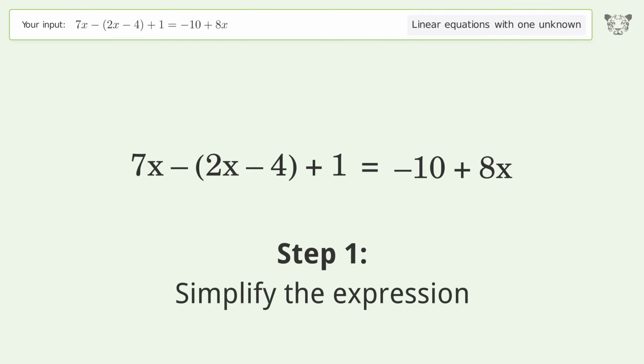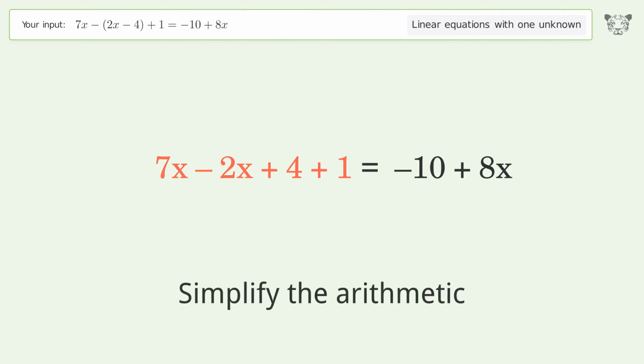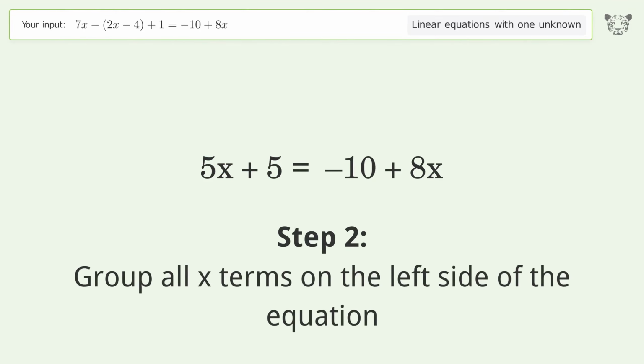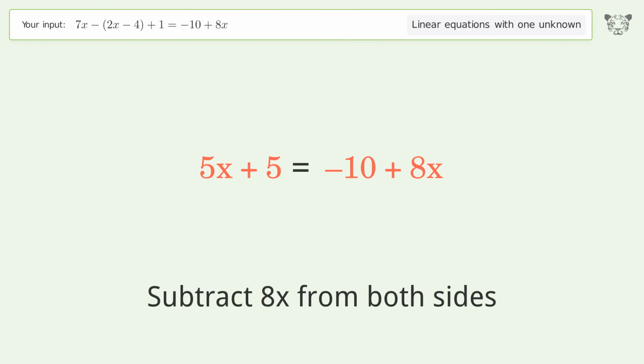Simplify the expression. Expand the parentheses. Simplify the arithmetic. Group all x terms on the left side of the equation. Subtract 8x from both sides.